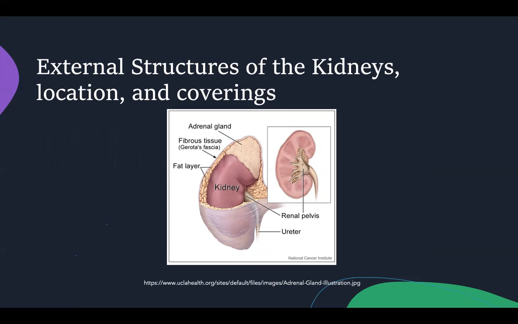The kidney can be found just below the rib cage, around the T12-L3 vertebrae, with the right kidney being found slightly lower than the left due to being displaced by the liver. The kidney's coverings include the adrenal gland sitting on top of it, the fibrous tissue layer on the outside, and a fat layer against the kidney.